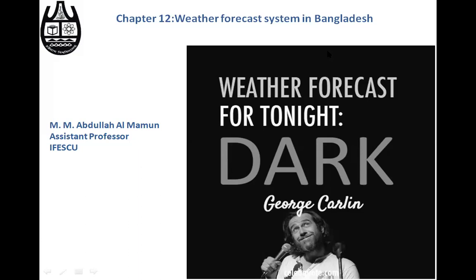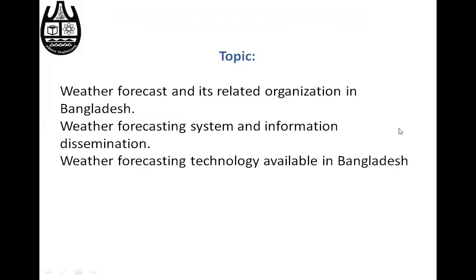And later in this chapter, we are trying to see the different ways the early warning system can be disseminated, because this is another important thing for our country. So under this chapter, we are going to discuss the weather forecasting system with the related organizations in Bangladesh. We are trying to see the weather forecasting system, that means how they disseminate this knowledge. We will particularly see a couple of matters in the websites, how they forecast. And later in this chapter, we'll see a little bit about the technology that is available in Bangladesh for weather forecasting system analysis.